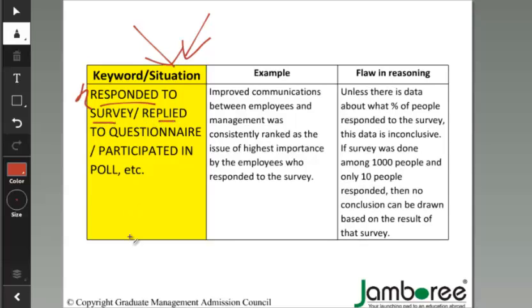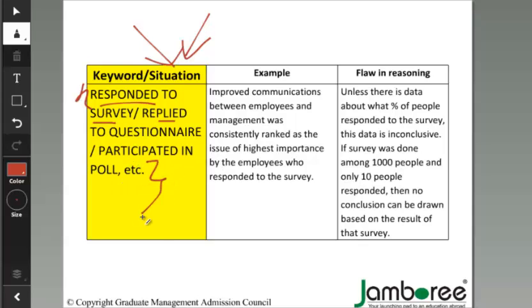So it will say that 100 people responded to the survey, that the air quality of Delhi has increased in the last 2 years, therefore the air quality has increased. Now that's wrong. 100 people responded to the survey, so maybe there were 2 million people, out of which only 100 people were surveyed. So does this mean that a majority of people feel that? No. That kind of error is there. So just keep an eye out for this. Responded to survey, replied to questionnaire, participated in poll, etc.